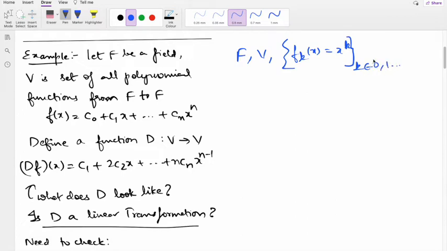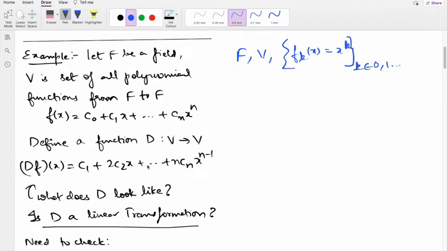So I will now define a function D which goes from V to V itself. That is, I'm defining a function which takes elements from this vector space, an element which is a function f, and spits out another function which is defined in this way. So if f is defined in this way, the function df, that is the function obtained after applying the function D over this f, is like this.